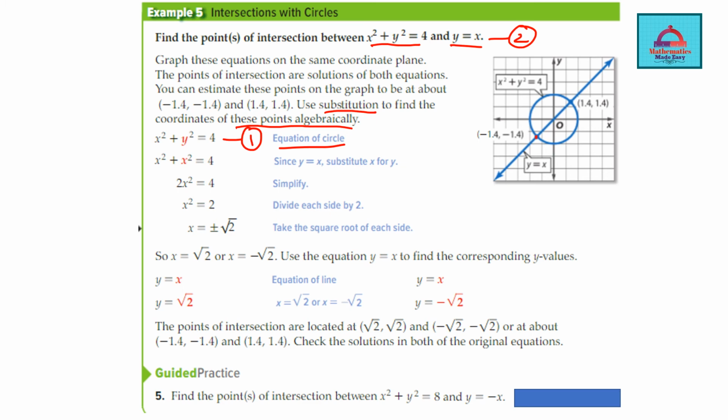So I have replaced y with x. So x square plus x square is equal to 4. So this gives you the value of x square as 2. So there are 2 points of intersection, 2 values of x, one positive, one negative.